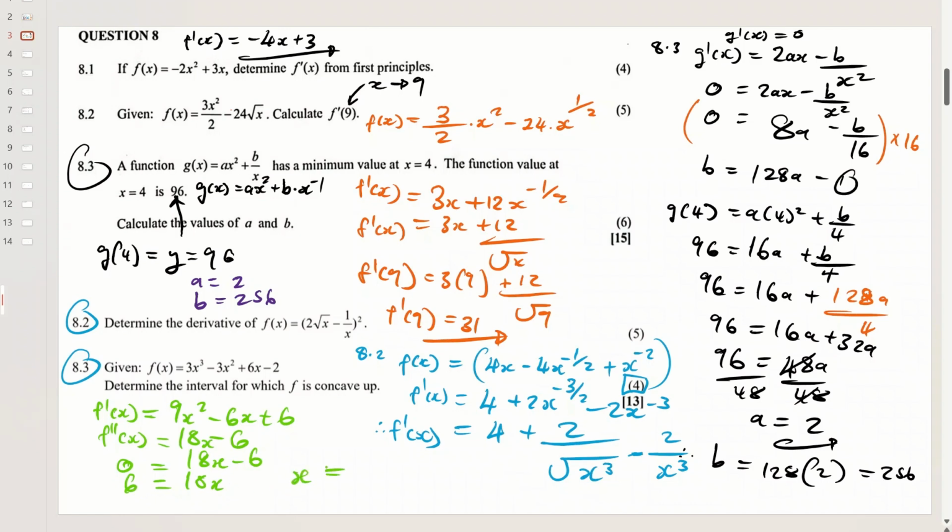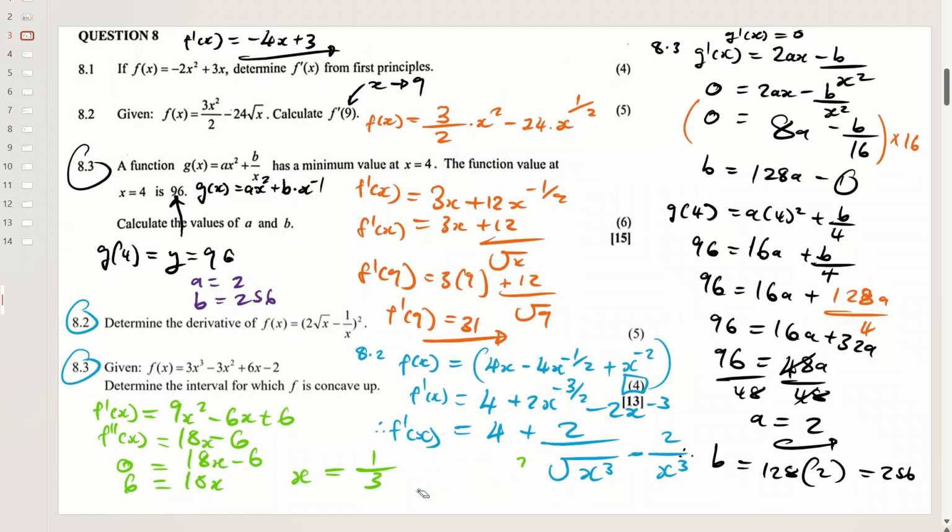So dividing both sides by 18, 6 goes into itself once and into 18 three times. So now this tells you that 1 over 3 is where, in the middle, it is either concave down like that or concave up. So now they're asking where is the function concave up? Let me just sketch it.